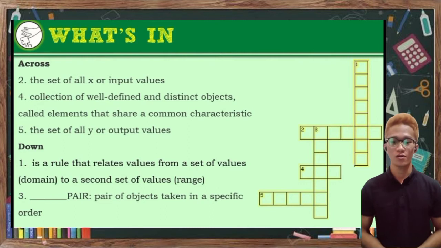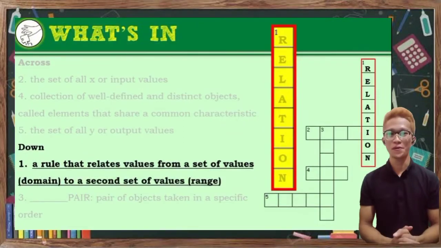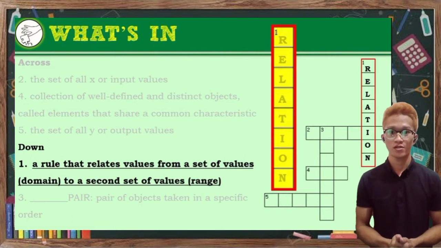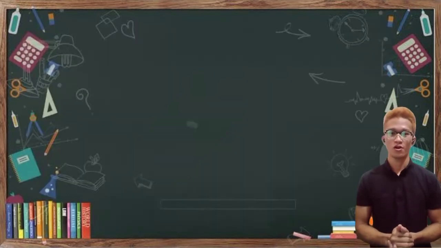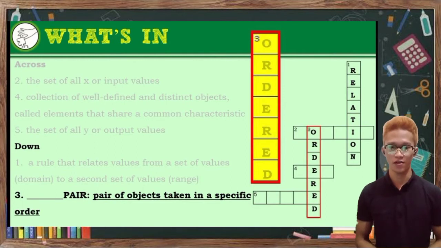Let's first answer the down puzzles, which are number 1 and number 3. Number 1. A rule that relates a set of values to a second set of values. And the answer is relation. Very good. And number 3. Blank pair. Pair of an object taken in specific order. And the answer is ordered pair. Very good.